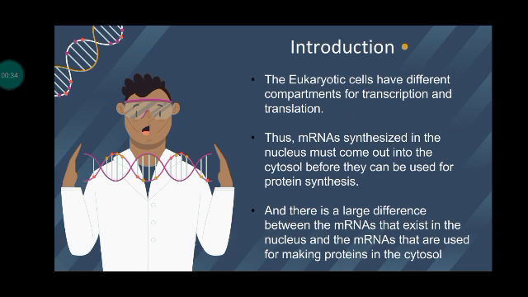Eukaryotic cells have different compartments for transcription and translation. As we know, transcription takes place in the nucleus and translation takes place in the cytosol. So these mRNAs that are synthesized in the nucleus must come out into the cytosol before protein synthesis. And there is a large difference between the mRNAs that exist in the nucleus and the mRNAs that are used for making proteins in the cytosol.